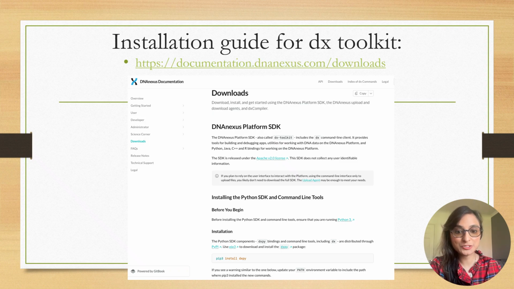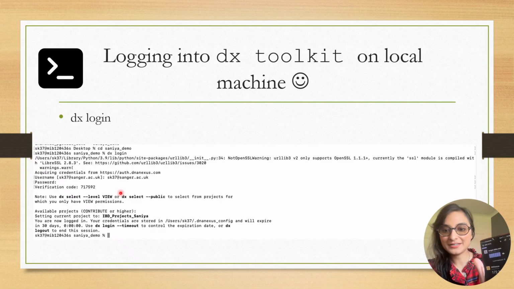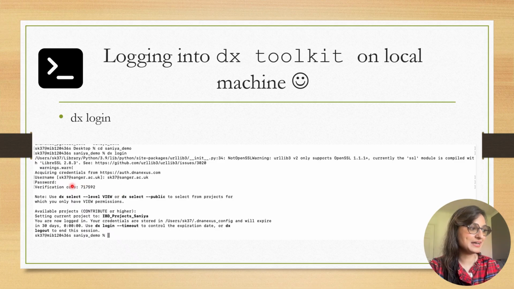But basically, I'm going to show you live how you can log in to the DX toolkit on your local machine, like your computer, or if you're using a server for some high performance computing, from your university or your work. When you get into the terminal, you're going to write dx login, and then you're going to enter your credentials, your password, and a verification code. That verification code you're going to get from the Okta Verify app, and you'll put it in, and then you will log in. And I'm going to show you what this looks like live right now.